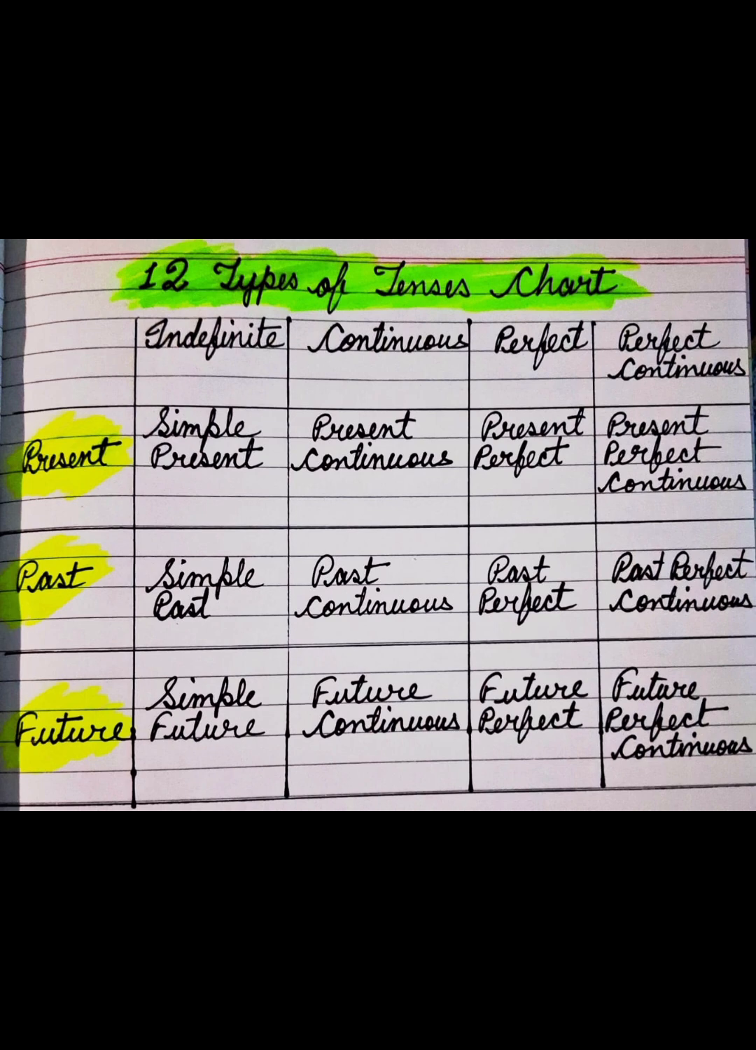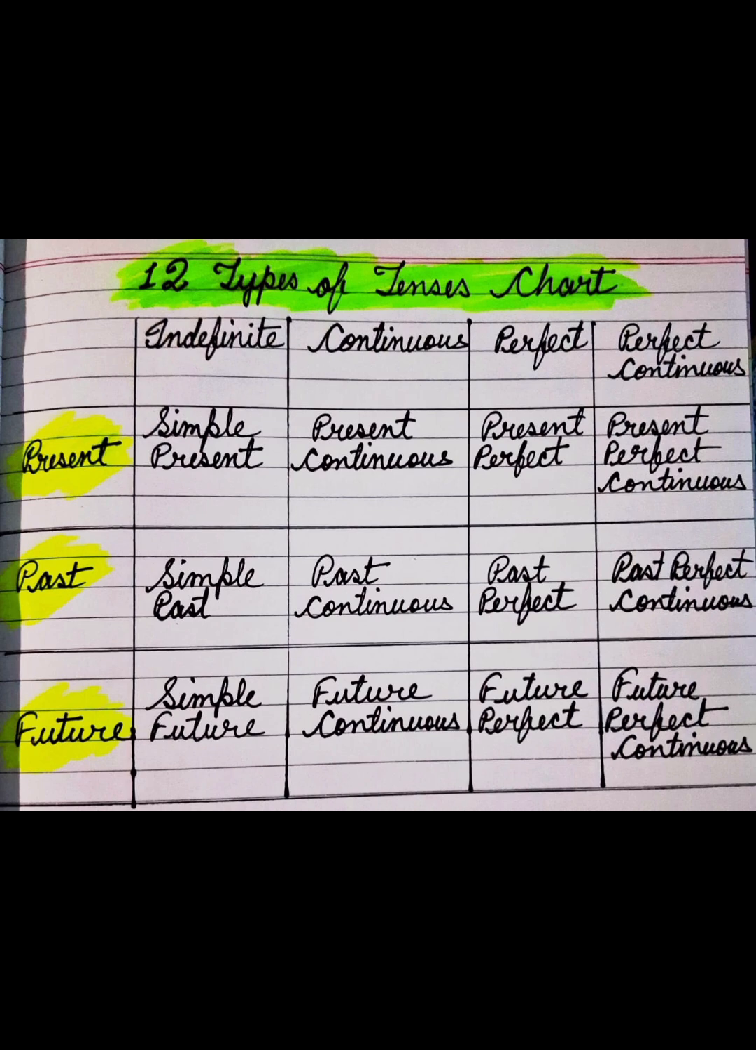The present tense tells us about actions happening now or regularly. Present indefinite, also called simple present. I play football. In present tense, we can say I play football. Present continuous, I am playing football. Present perfect, I have played football. Present perfect continuous, I have been playing football for 2 hours.